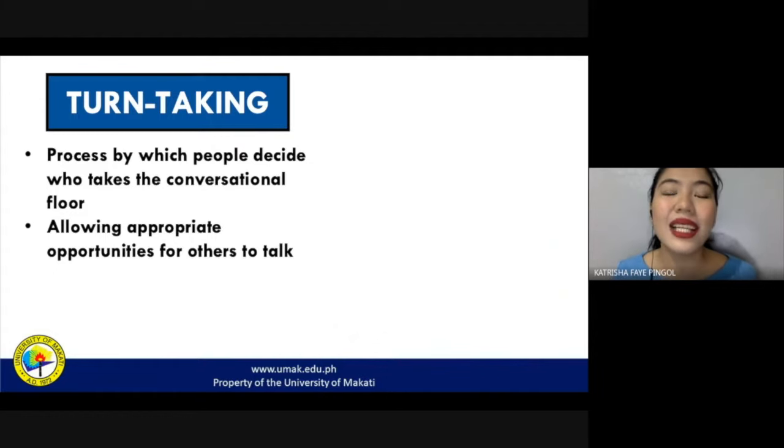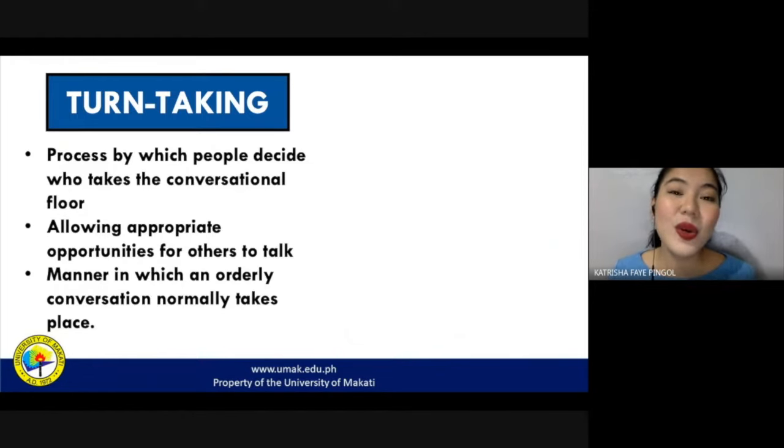So basically, when turn-taking is present in a communicative situation, it gives opportunities for others to share, to talk, to be part of the communication process itself, and not just simply listeners, not just passive members of the communication process.